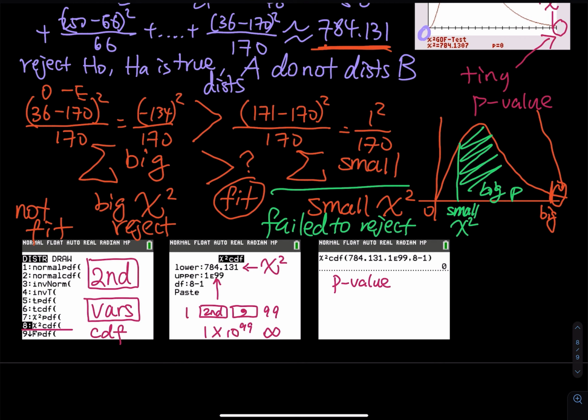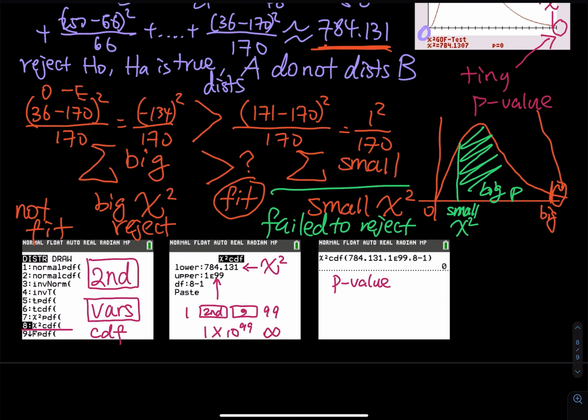So pick CDF, and then the lower limit is your chi-square. The upper limit is positive infinity. The way I type that is, I type a 1, and then I type a second comma, did you do that? And then a 99, so you have 1E99, that means 1 times 10 to the 99, which is infinity. You have the number of categories minus 1. Once you hit paste, you paste the whole command to the home screen, click enter, you get your p-value.